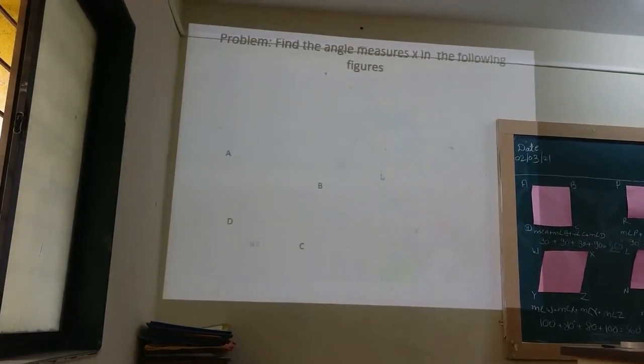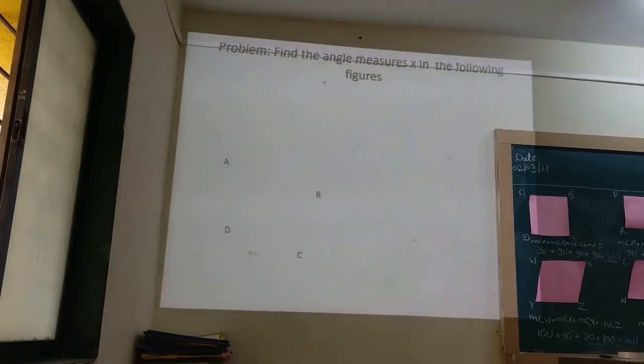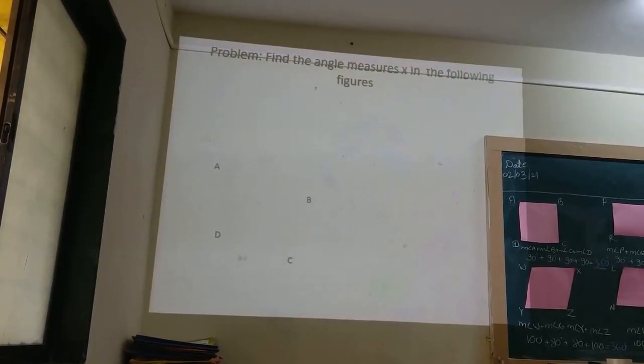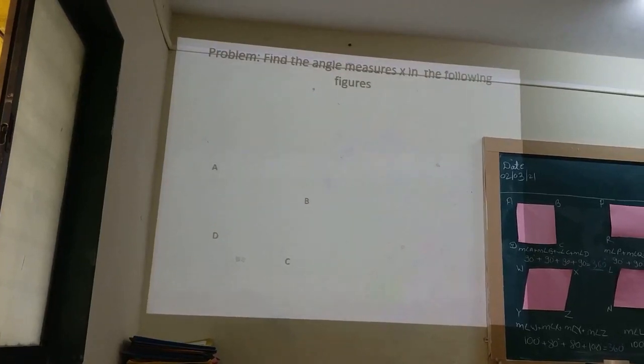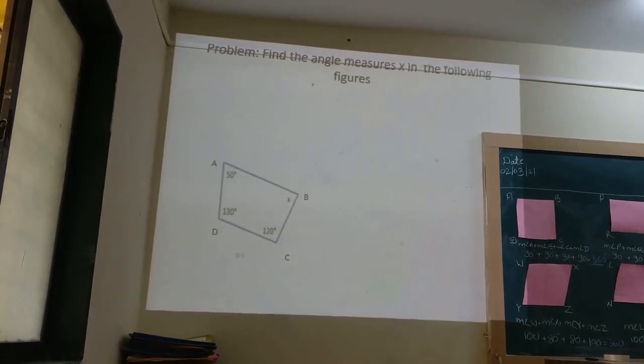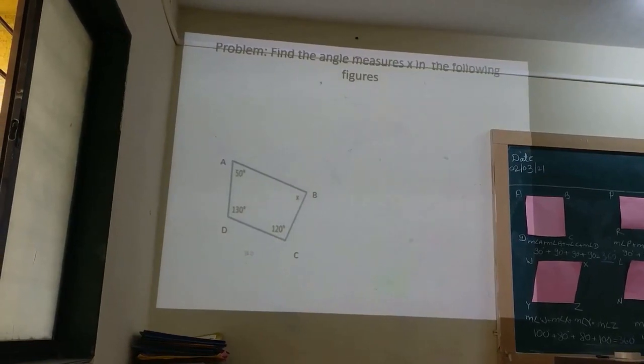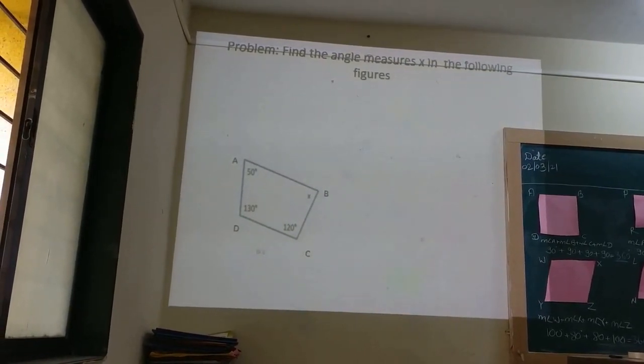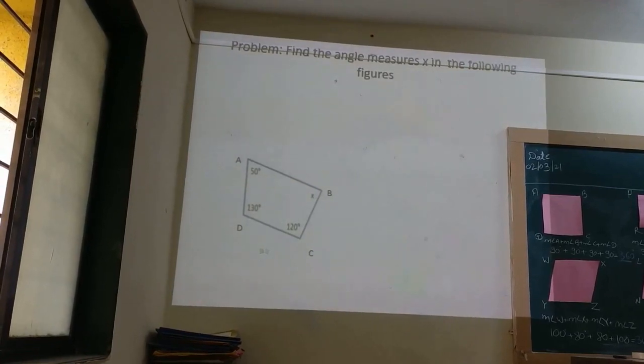Yes, this is the problem. Example: find the angle measure x in the following figure. Here quadrilateral ABCD is given. What is the measure of angle A? 50 degree. Yes.